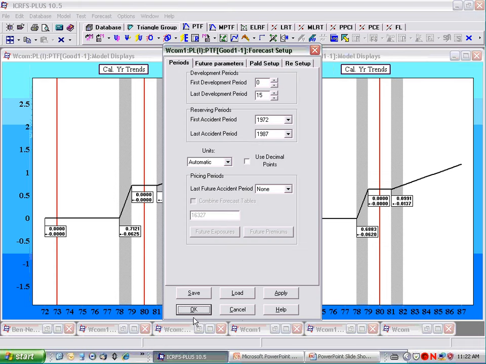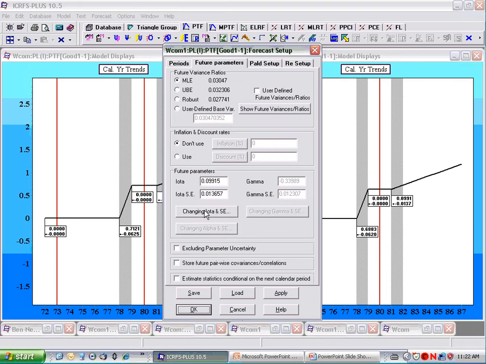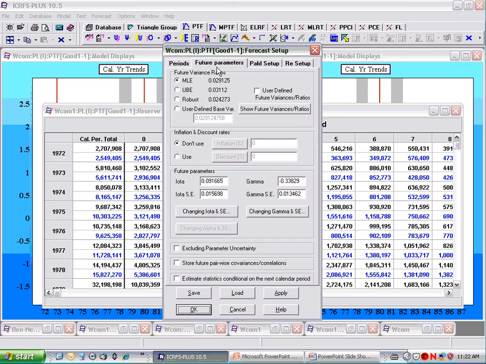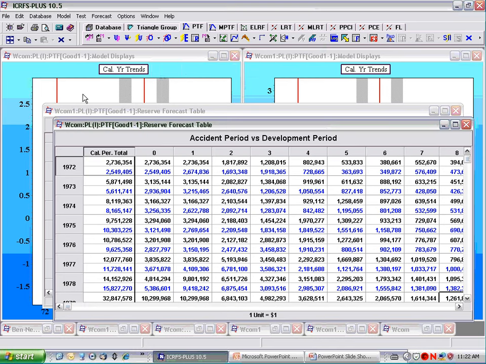15 years, and let's estimate some other parameters. Estimate statistics conditional in the next calendar period. And this one, first one, we also have to make the same number of development years, and we estimate future parameters, estimates. And now let's look at the two forecasting tables.